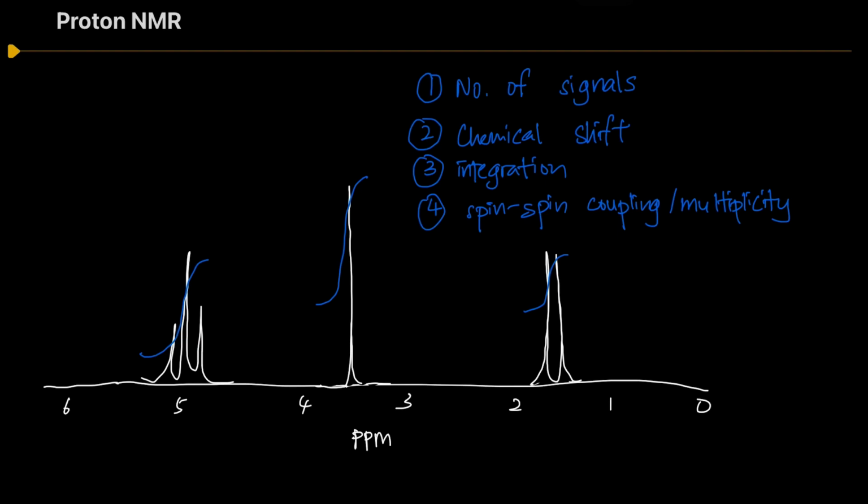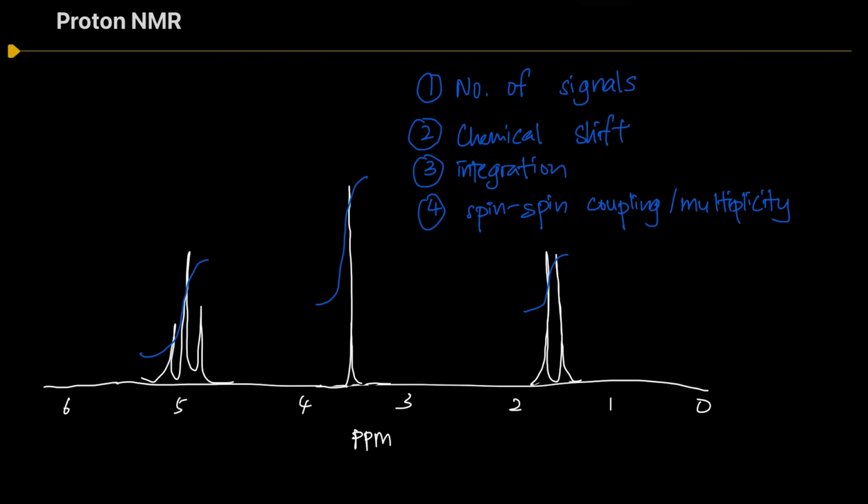Hi everyone. So today I'm going to share with you on the Proton NMR, nuclear magnetic resonance. We are going to focus on how to interpret Proton NMR spectrum. These are the four pieces of information that you can get from Proton NMR spectrum. We're going to look at these four main points here, one by one.